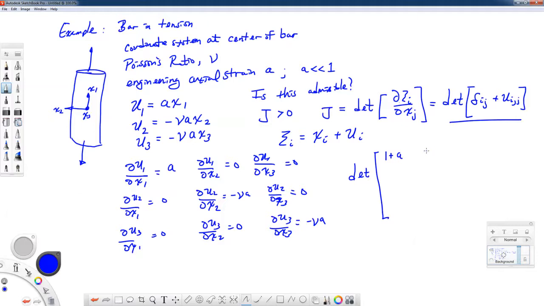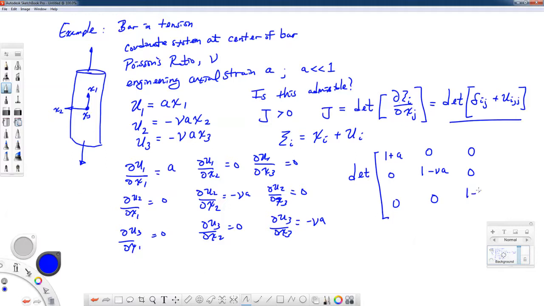Kronecker delta 1,2 is 0, and the partial derivative is 0. Kronecker delta 1,3 is 0, and the partial derivative is 0. Kronecker delta 2,1 is 0, and the partial derivative is 0. The partial derivative of u2 with respect to x2 is minus nu a, but since we have the Kronecker delta 2,2, we have to put a 1 right here. And that'll be 1 minus nu a. And then we have zeros here and here.